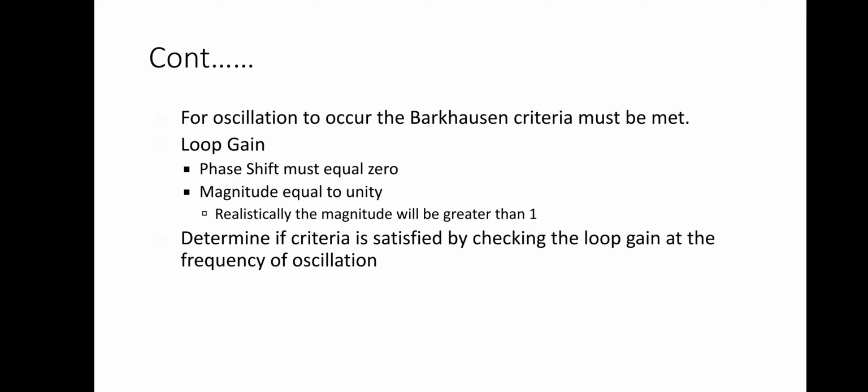So for oscillation to occur, the Barkhausen criteria must be met. Barkhausen criteria means we have two loop gain conditions. First one is phase shift must be equal to 0 and the magnitude is equal to unity. That is, realistically the magnitude will be greater than 1. So we have two conditions. The magnitude of loop gain should be greater than 1 and it should be equal to 1.